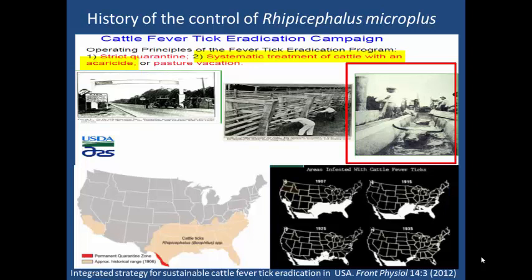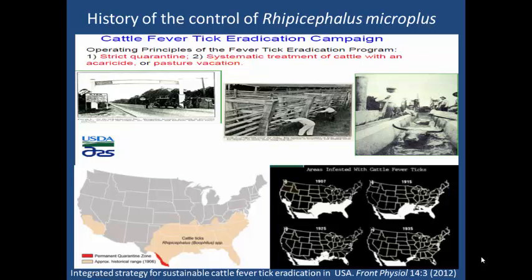On the next slide, we will see a video clip of a portable dipping vat on wheels, if you like, that are now used in surveillance programs. But I would say that these concrete bunkers are kind of a relic of history now. And the third key to success of the program was pasture vacation, which basically refers to not introducing cattle in infested pastures until all the free-living stages of the tick have died.